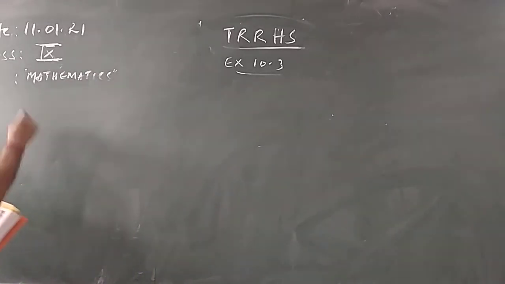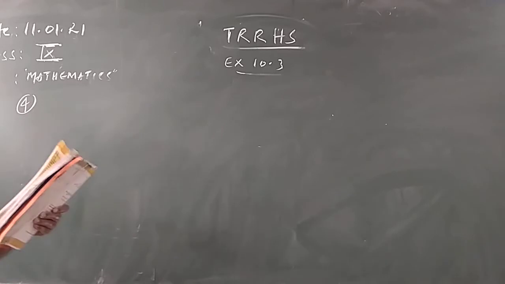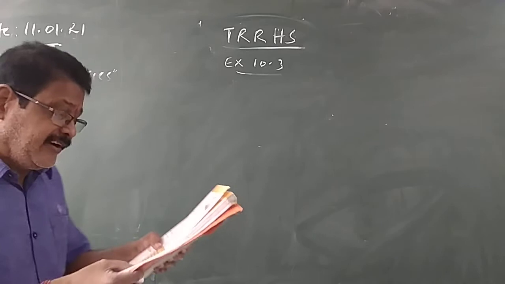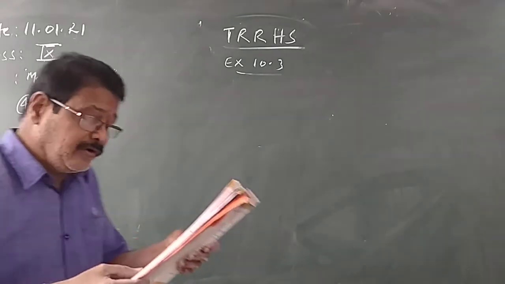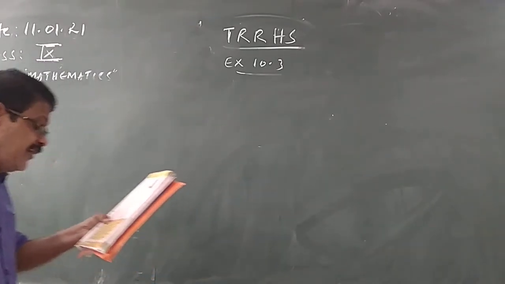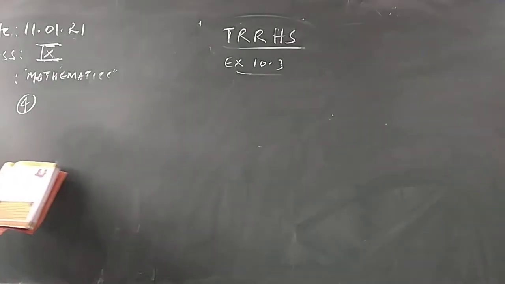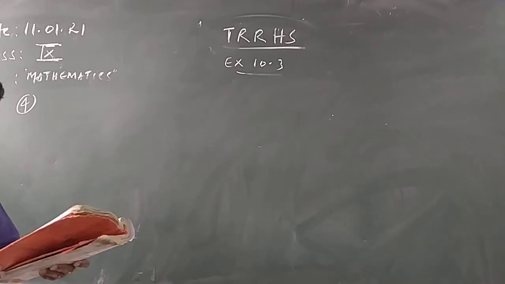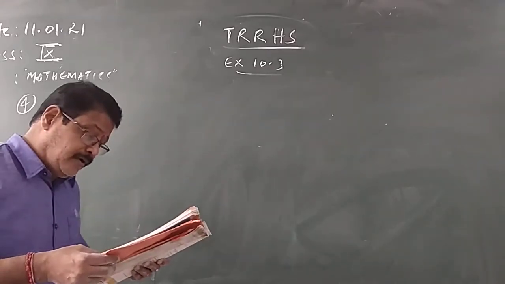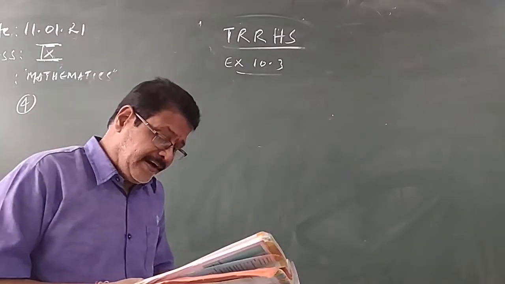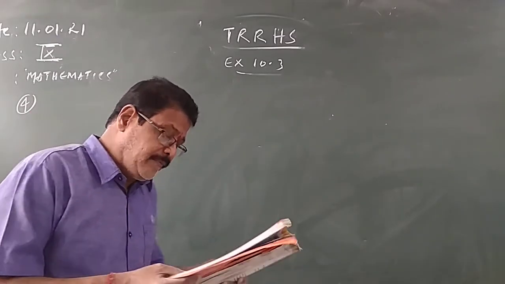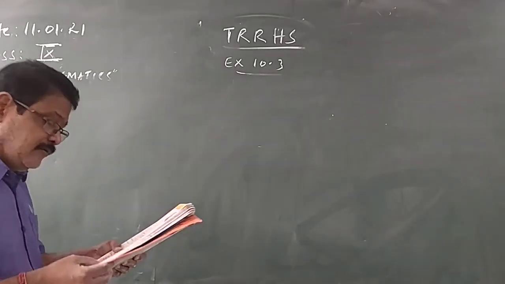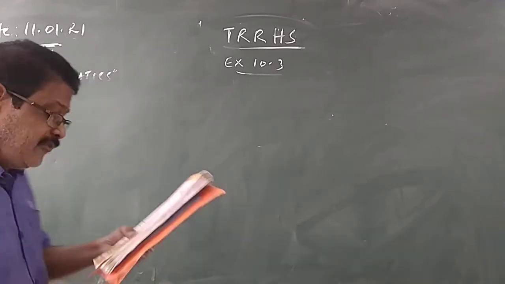Fourth problem, children. The cost of painting the total surface area of a cone at 25 paisa per square centimeter is 176 rupees. Find the volume of the cone if its slant height is 25 centimeters. For one square centimeter, the cost is 25 paisa.